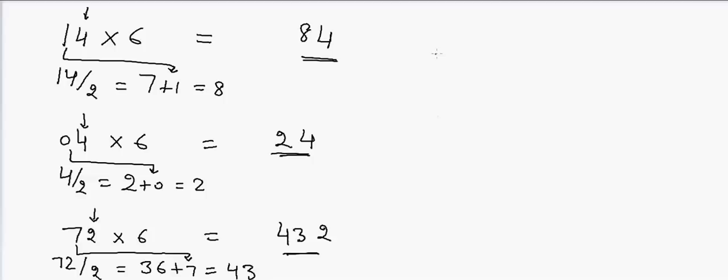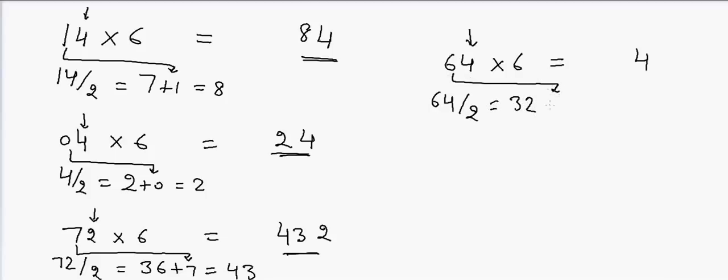Again, another example: if I have 64, I want to multiply by 6. In that case, I'll take the last digit, which is 4, and then 64 divided by 2 is equal to 32, and then I'll add 6 to it. That will give me 38. The answer is 384. So how did I get this trick?